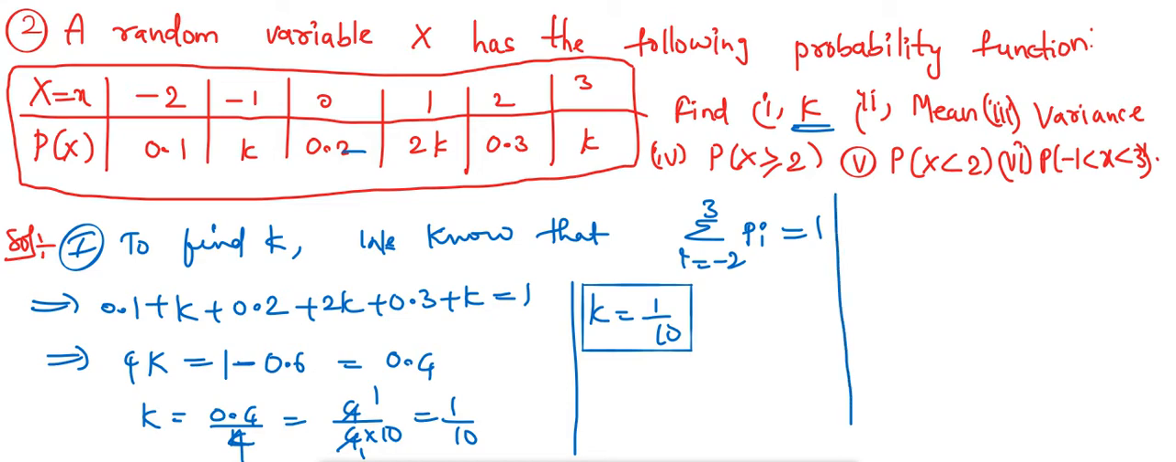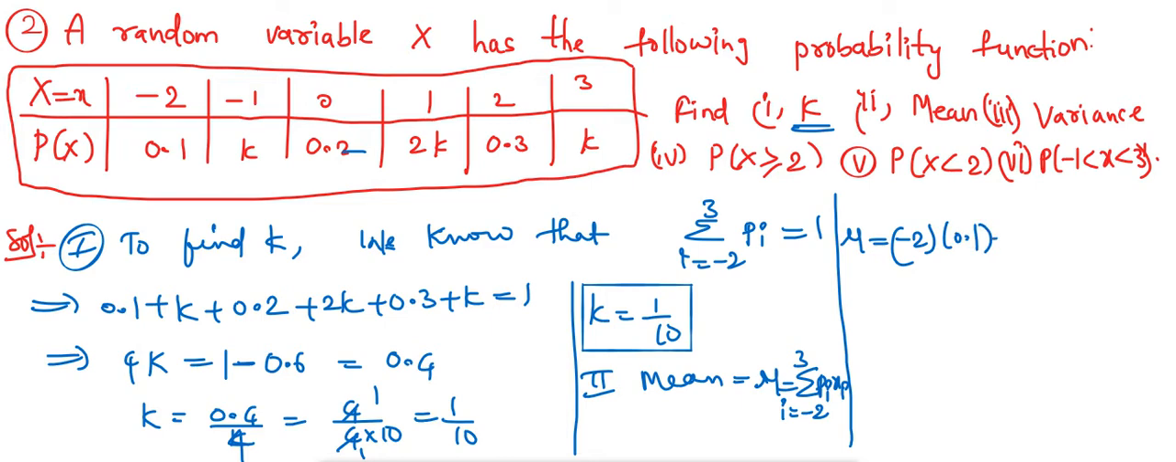Next, to find out the second one, that is the mean. Mean is denoted by mu. Mu is equal to, by the definition, sigma i equal to minus 2 to 3 pi xi. So here mu can be written as pi xi, means this is minus 2 into 0.1 plus minus 1 into k plus 0 into 0.2 plus 1 into 2k plus 2 into 0.3 plus 3 into k.